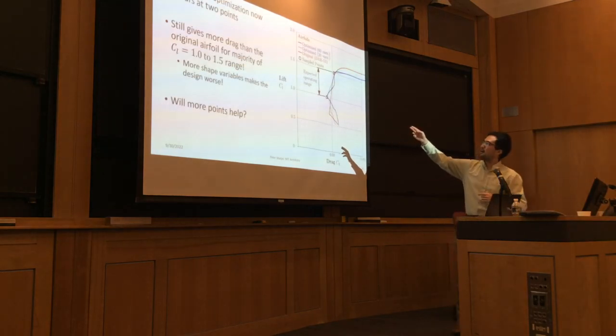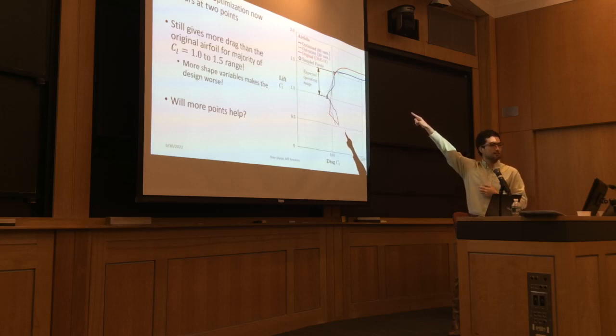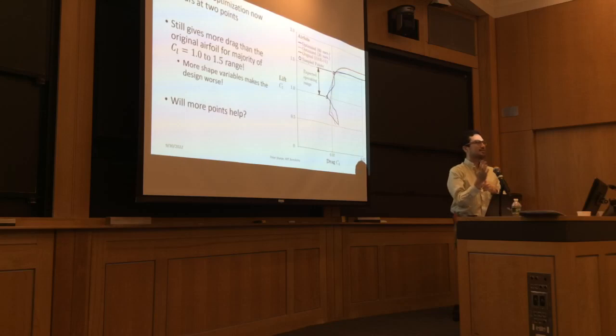And so one of the interesting things here is that if you look at the light blue line, there are 20 shape variables there. On the dark blue line, there are 60. And so we see that as we give the optimizer more flexibility, it actually gets worse. It becomes even more peaky. And so that's a bit counterintuitive.